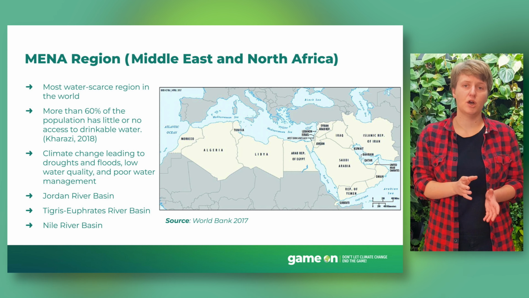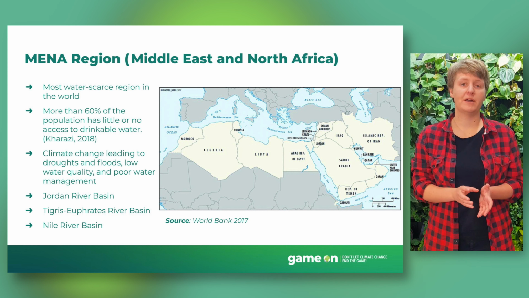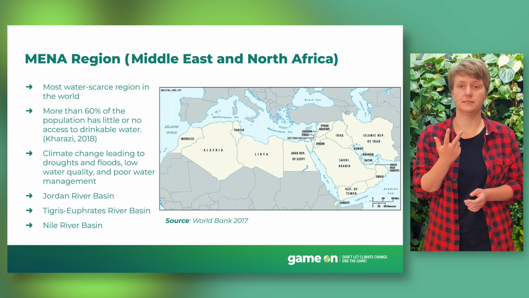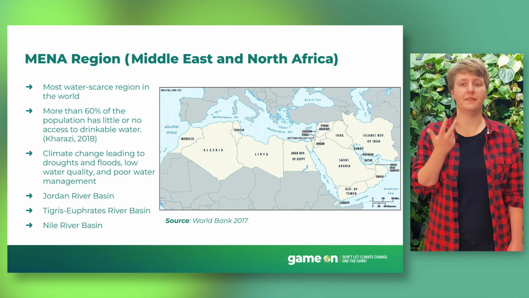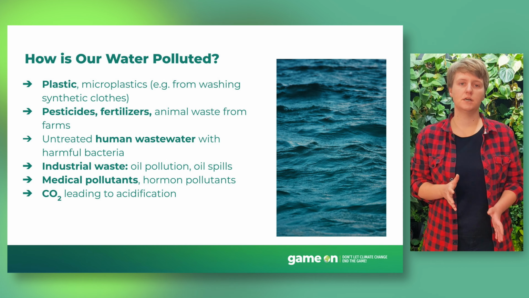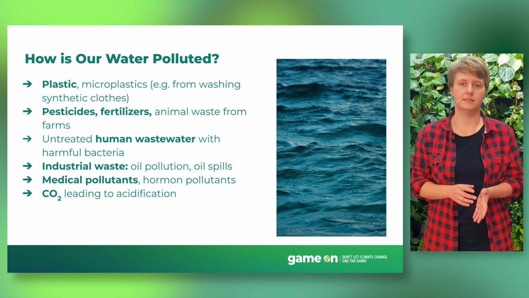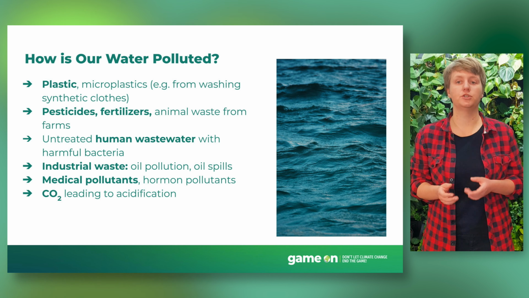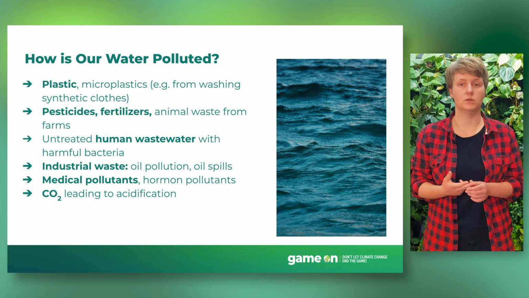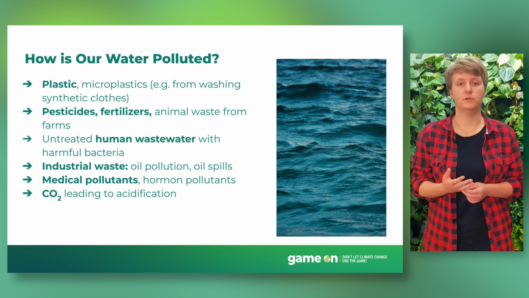But in short, water conflict in the MENA region is primarily reflected in three major river basins: the Jordan River Basin, the Tigris-Euphrates River Basin, and the Nile River Basin. So, we covered the basics of water scarcity, but we also need to have a look at water pollution. Examples are pollution through plastic, pesticides, wastewaters, industrial waste, or medical pollutants, to name just a few.